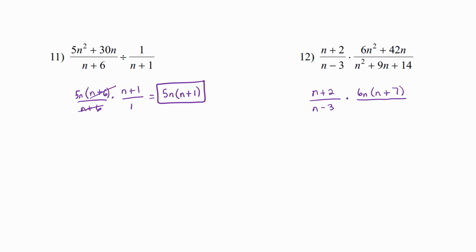And then the n squared plus 9n plus 14 will factor. And we're looking for what multiplies to get 14 and adds to get 9, which is 7 and 2. So the n plus 7's cancel, the n plus 2's cancel, and we're left with 6n over n minus 3. Nothing else cancels because all three of them would have to cancel in order for us to be able to simplify it any further. So that's multiplication.